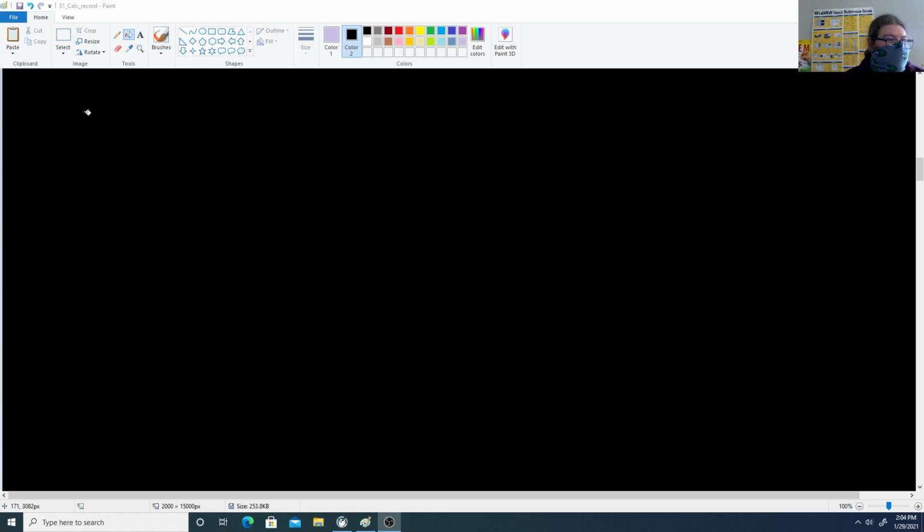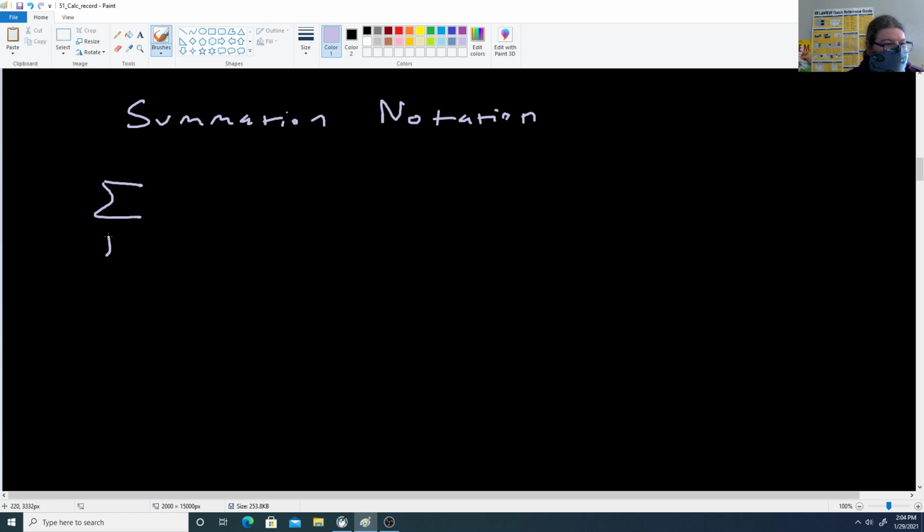Okay, so we're going to be starting talking about something called summation notation, which is a type of notation we're going to be working with for the next couple sections. So this is summation notation. And what we get is if we have the sum of j equals m up to n of some a_j.